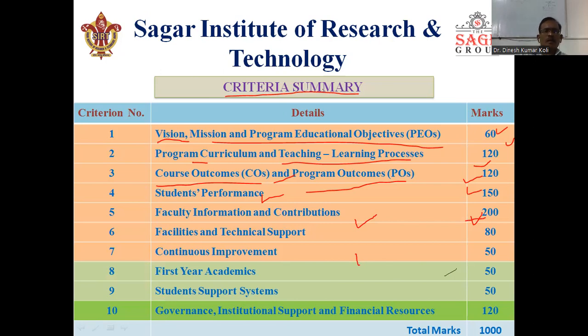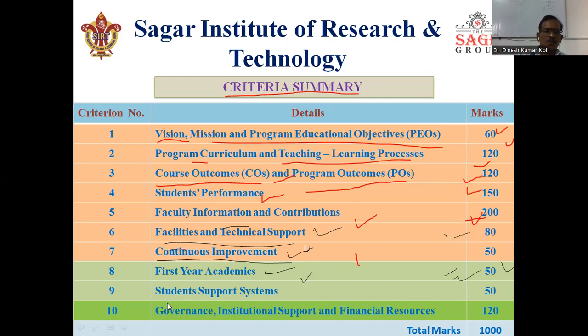Now, criteria 6 is about facilities and technical support. It covers 80 marks. Criteria 7 is for continuous improvement. It covers 50 marks. Then first year academics is criteria 8. It covers again 50 marks.